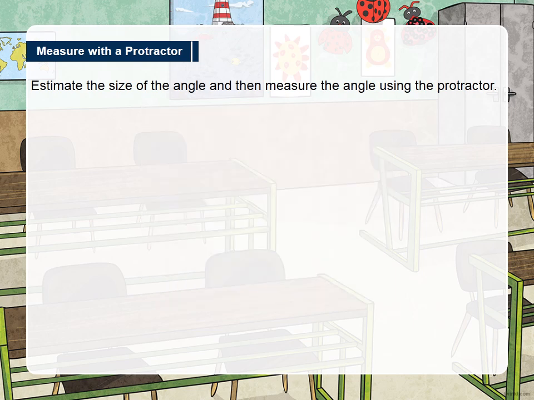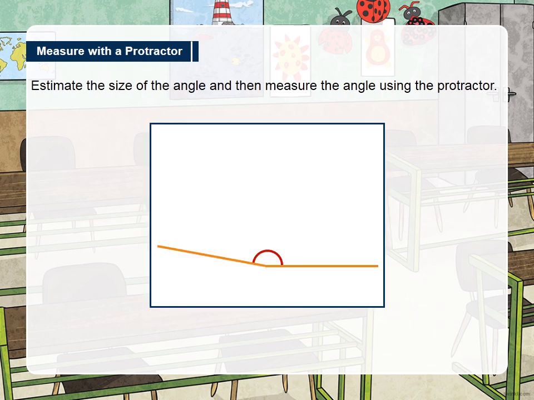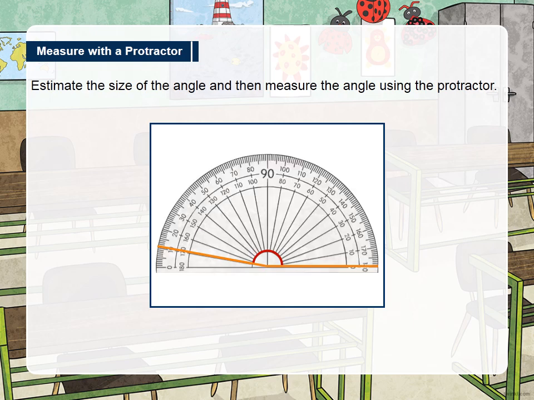Now, one more example. Again, we want to estimate, then measure. What do you think? This is good. This is more than 90 degrees, and it's almost what? It's almost a straight line, yes? So this is less than 180. Good. Maybe this is 160 or 170. Let's measure.